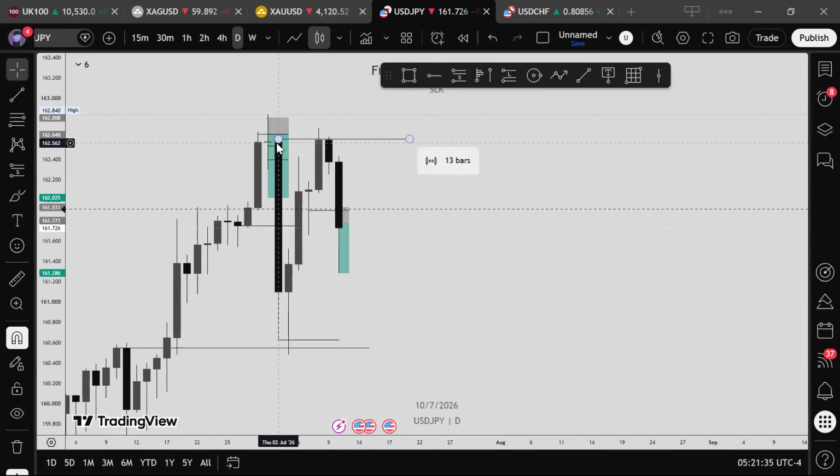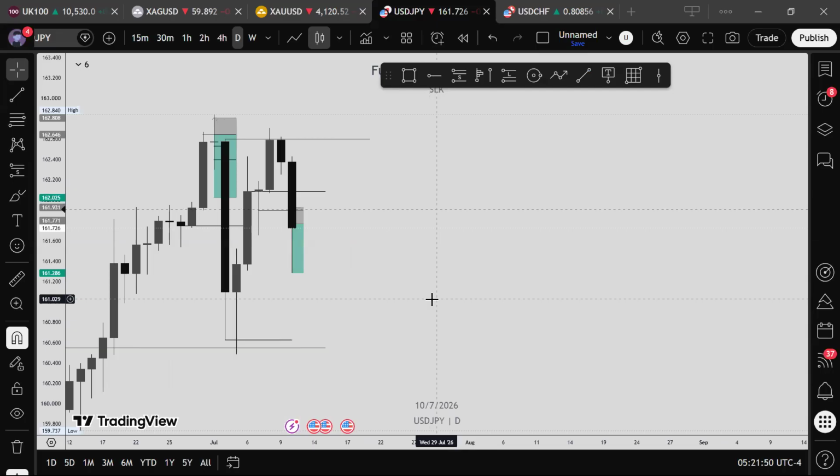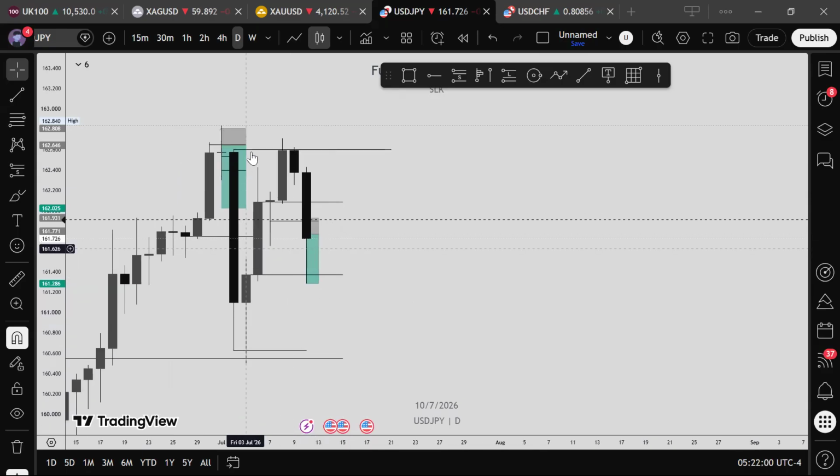Right? So once you see internal range liquidity taking, you can expect an expansion. External range liquidity taking, you can expect a reversal. So I can take this as a break of structure. It's a weak one, right? But it is actually a break of structure. So if you're taking from here, you're looking at the nearest key level that price can reverse from.